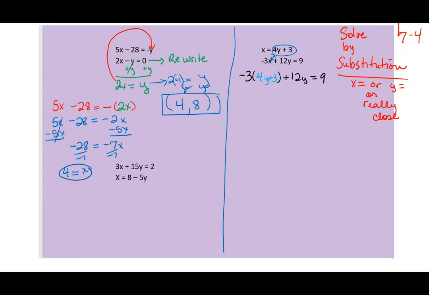4y plus 3. That's not the blue I like. Let's go back to the other blue. I don't like that blue. It's kind of blinding. So we have 4y plus 3.